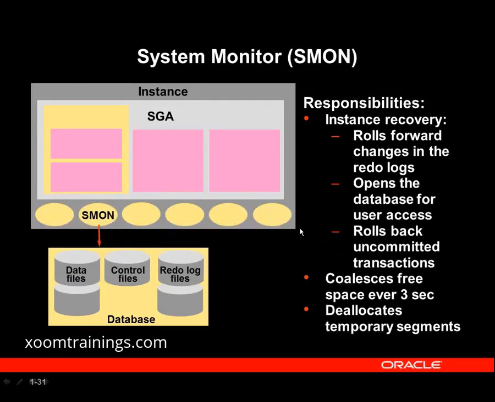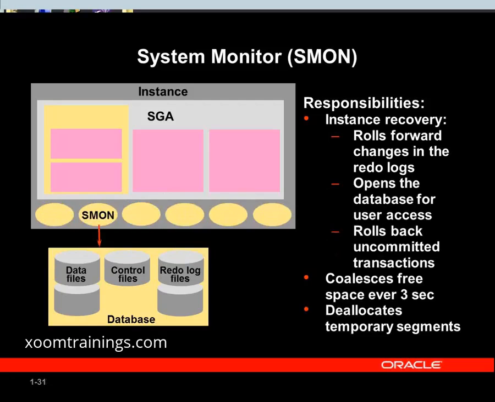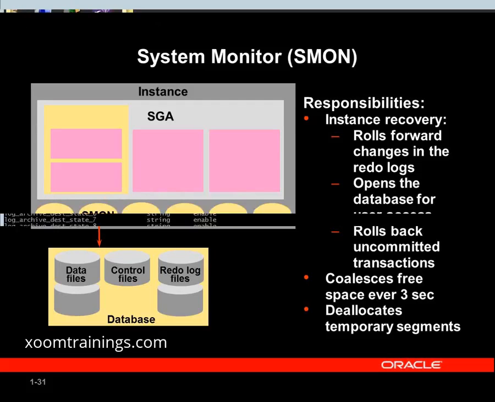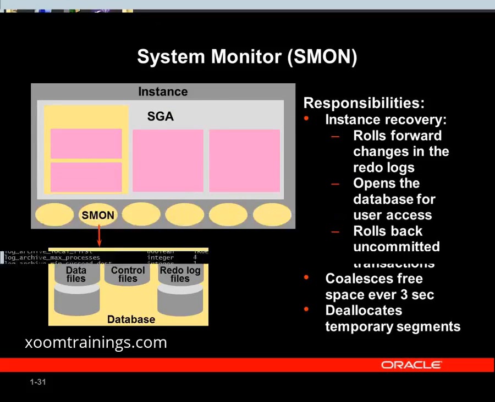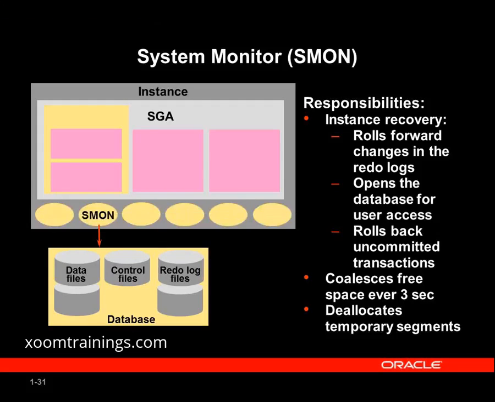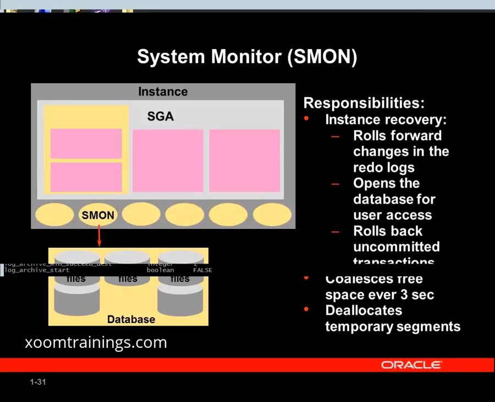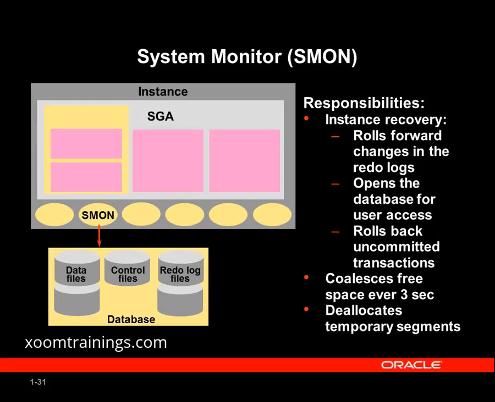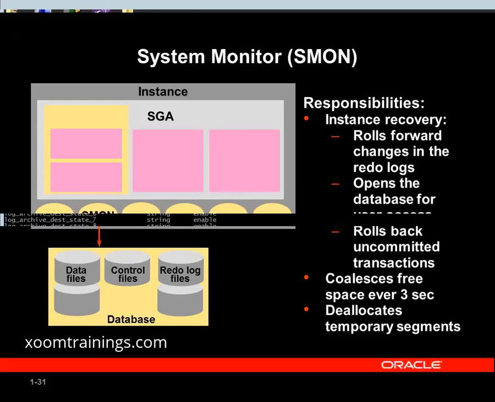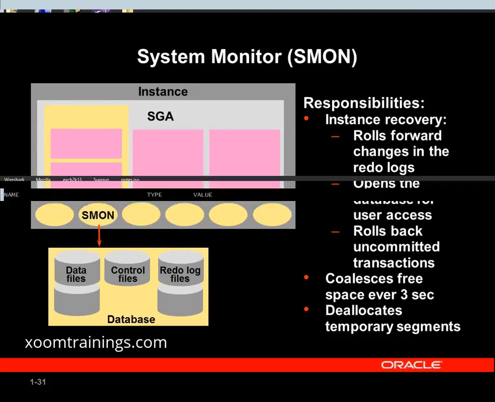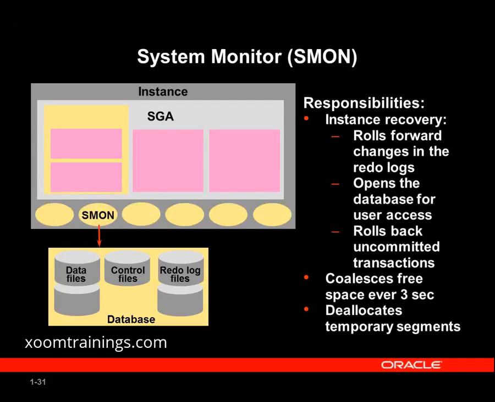So when the database is abnormally shut down and is started next time, it performs instance recovery, which rolls forward changes from the redo log buffer. As I said, it gets the committed transactions from the redo log buffer and redo log file and applies them to the data file, and then it rolls back the uncommitted transactions, and opens the database for user access. So the database will be in a consistent state.